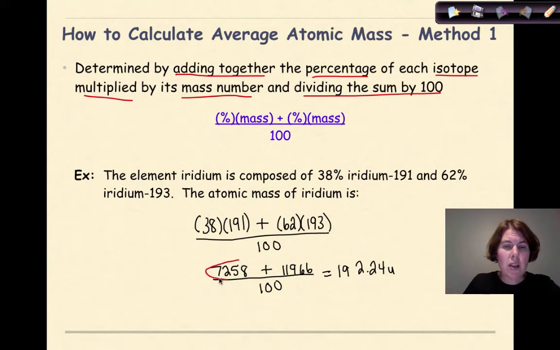We're looking at how this is working out. This number right here is these two numbers multiplied together, and this number right here came by multiplying these two numbers together. So just in case you're wondering where I got the 7,258, it's because I multiplied these two numbers together, and now I'm going to take these two individual isotopes and add them together, divide by 100, and get my average atomic mass. Now this is one method of doing this.